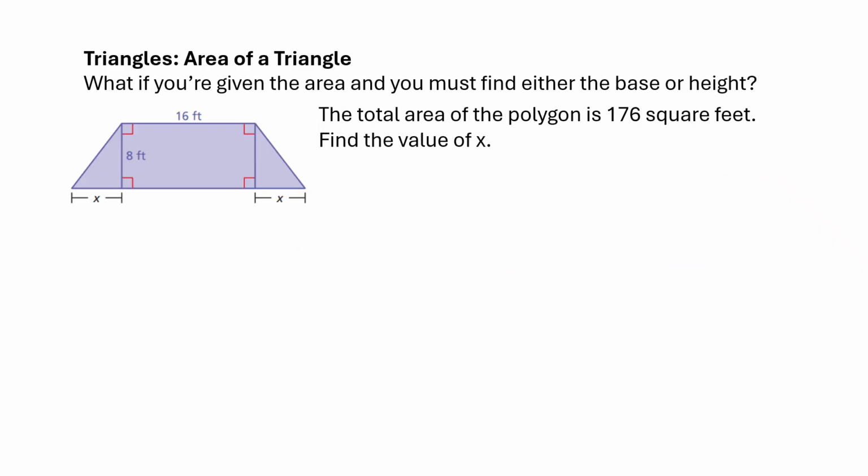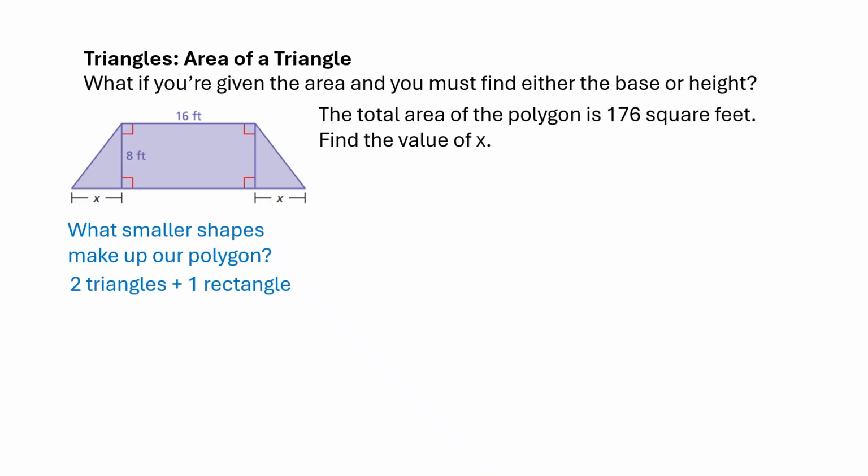This problem looks a little more intimidating than the last, but definitely doable. A good suggestion for complex problems is to break it down into smaller problems and tackle one at a time. So what smaller shapes make up our polygon? That's right, 2 triangles and 1 rectangle.